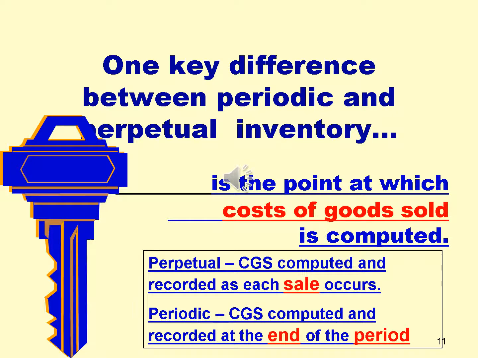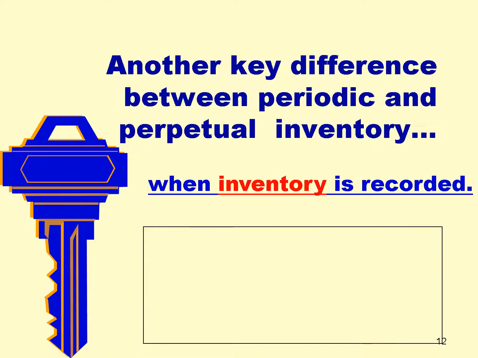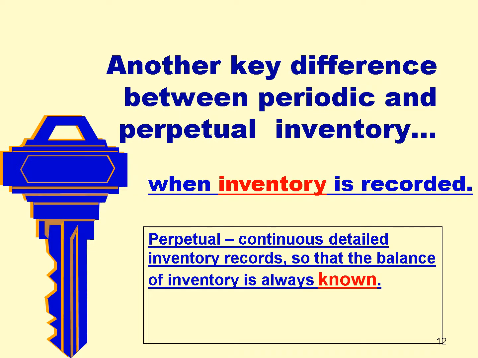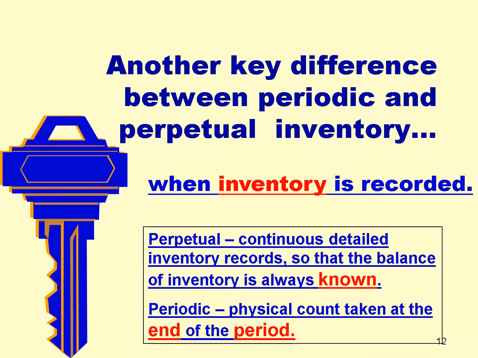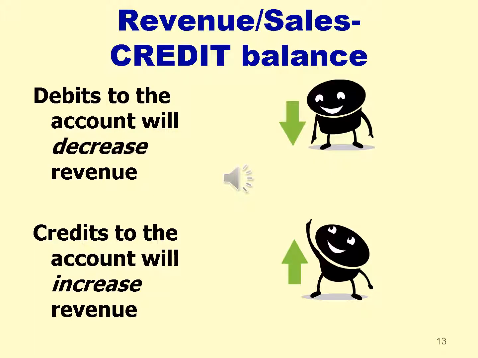Take a moment to read this slide and the next slide. When revenues or sales are recorded, the account is credited. So sales revenue would be credited in order to increase the revenue account. A debit to sales would be a decrease to the revenue account.